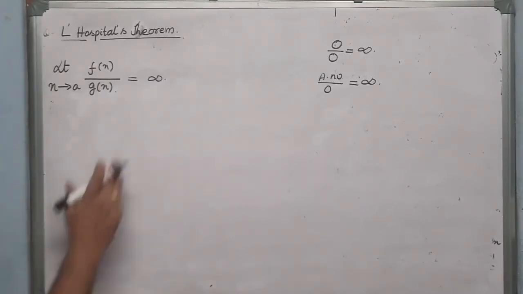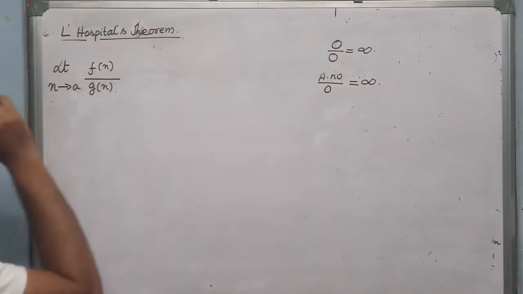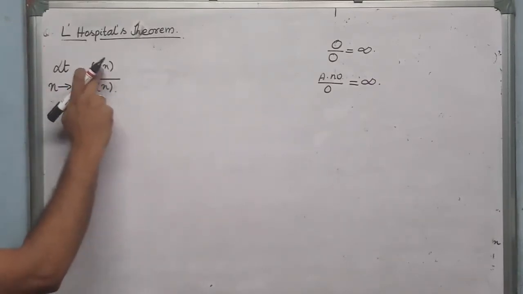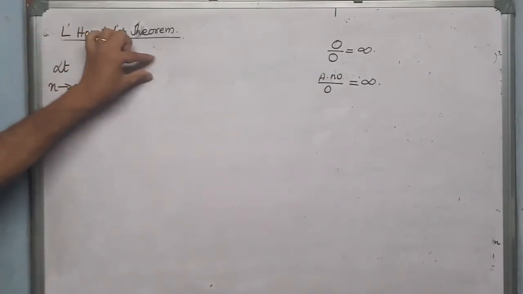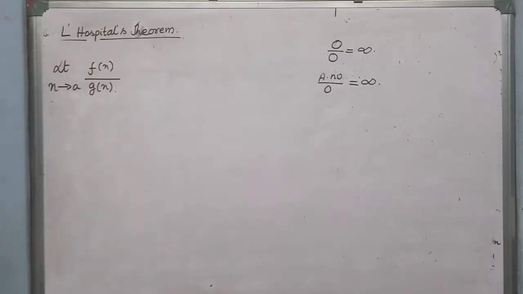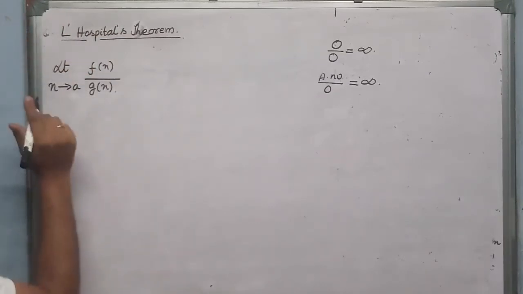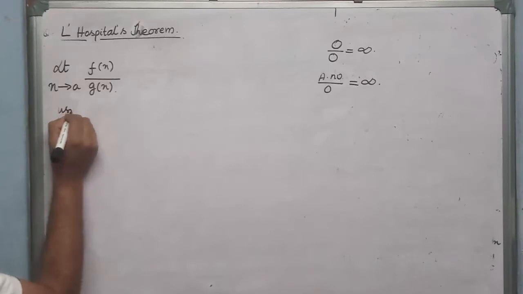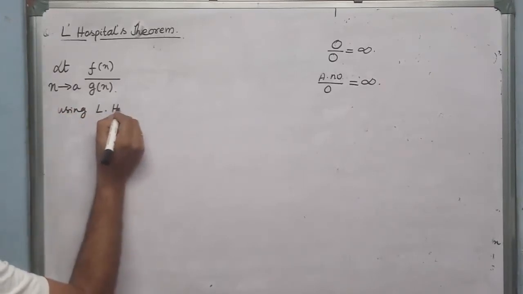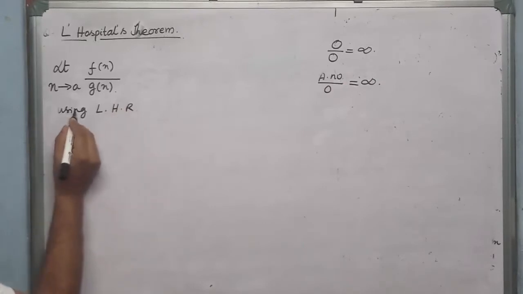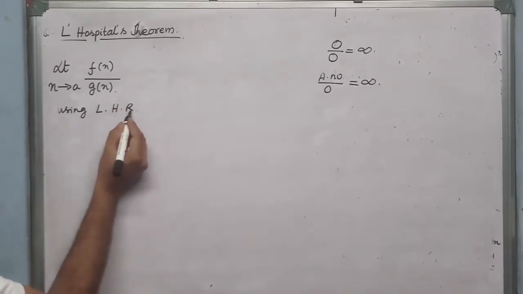To make it exist, you have to differentiate numerator and denominator separately. You cannot use the u upon v formula. You have to differentiate the numerator separately and the denominator separately. Then you have to write, using, I'll write in short form LHR, using L'Hospital's rule.